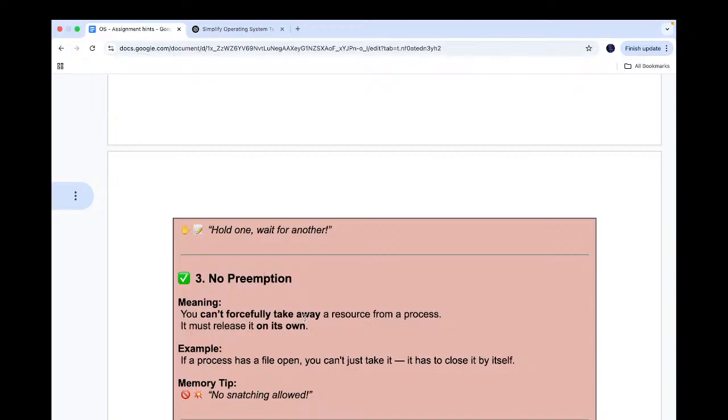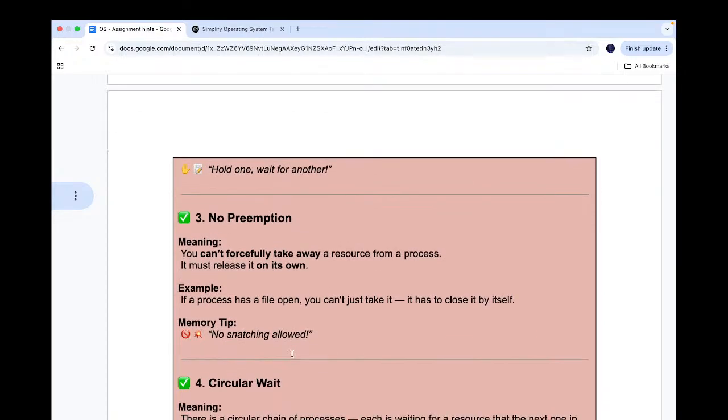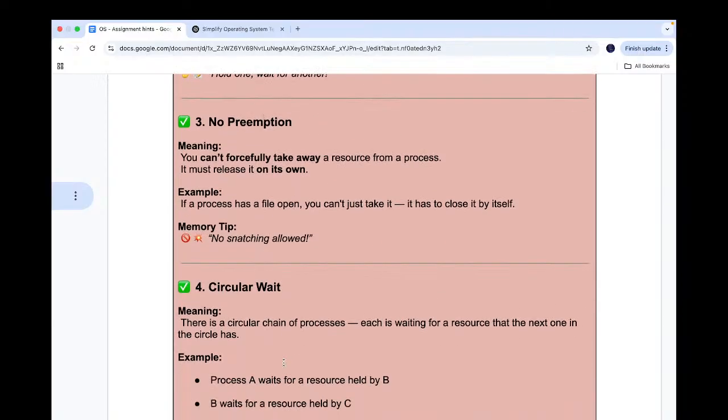You can't forcefully take away a resource from a process. It must release it on its own. Example, a process has a file open. You can't just take it, it has to close it by itself. No snatching allowed.